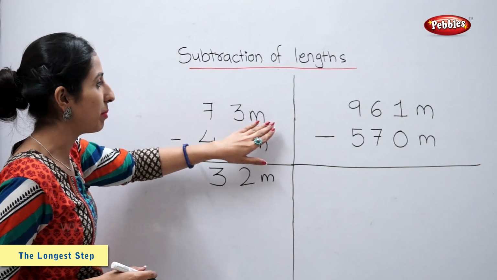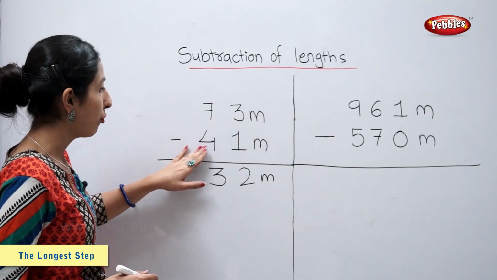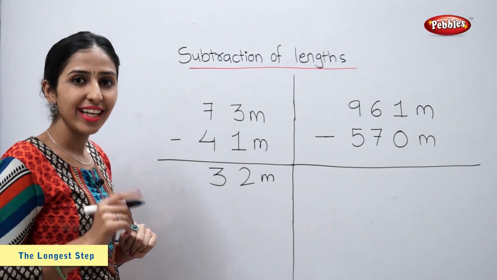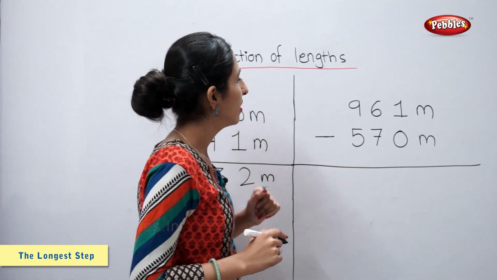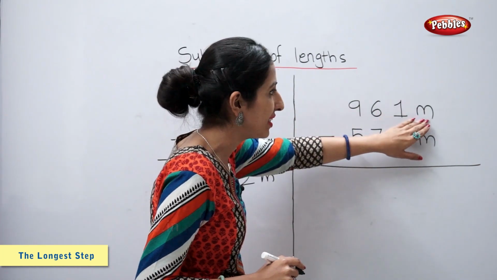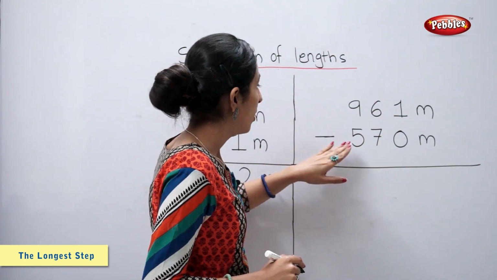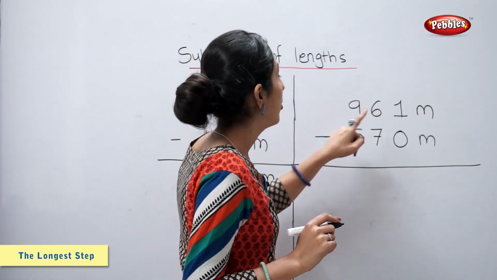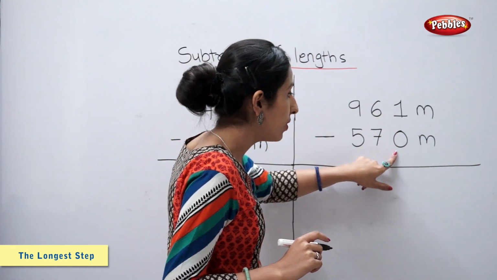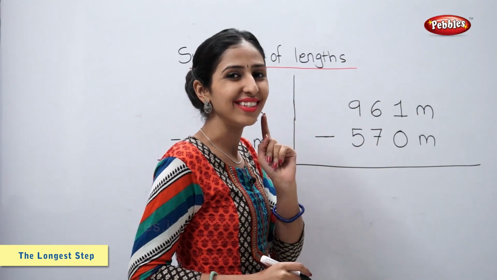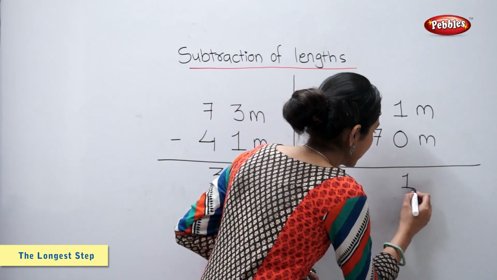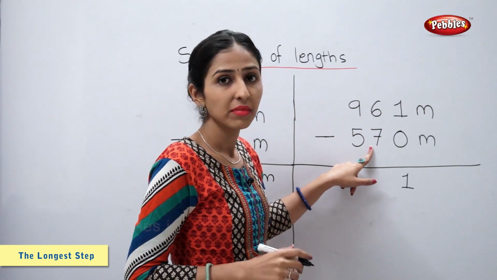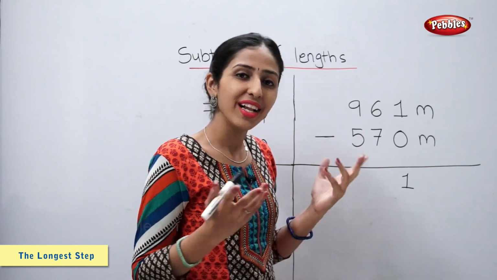So, 73 meters minus 41 meters is equal to 32 meters. Let's solve this example. 961 meters minus 570 meters. Let's count. 1 minus 0 is equal to 1. 6 minus 7 is not possible. So, let's borrow.